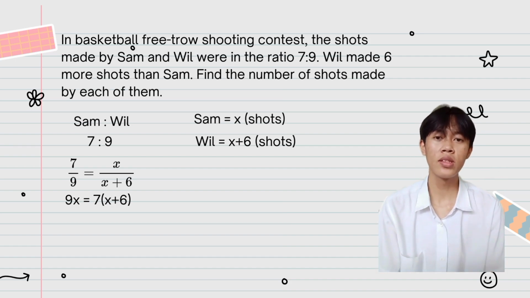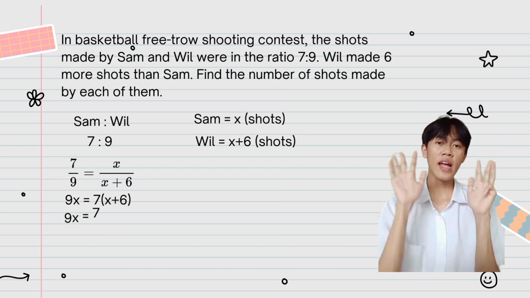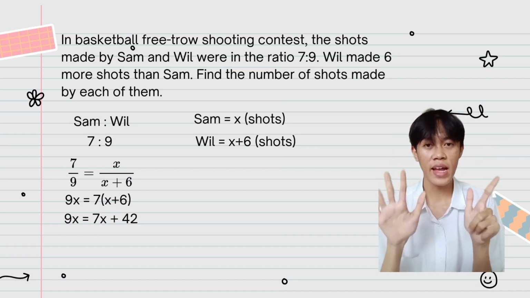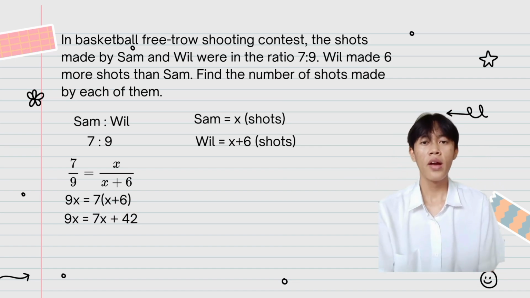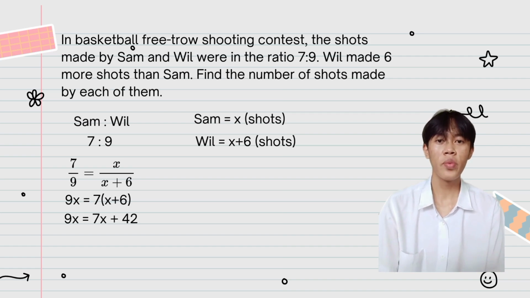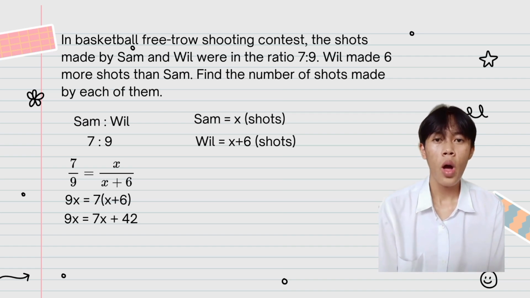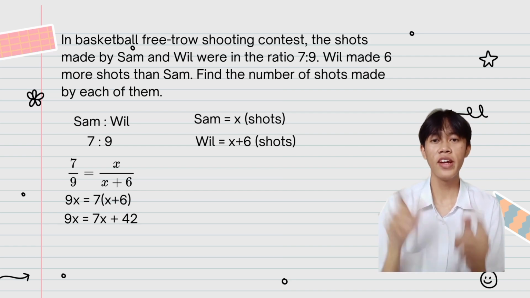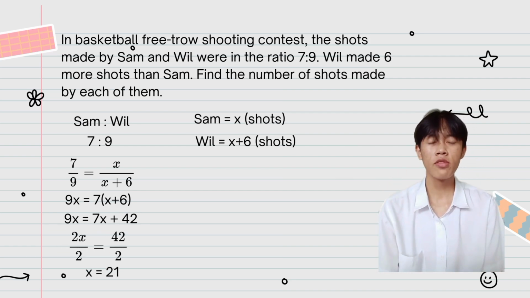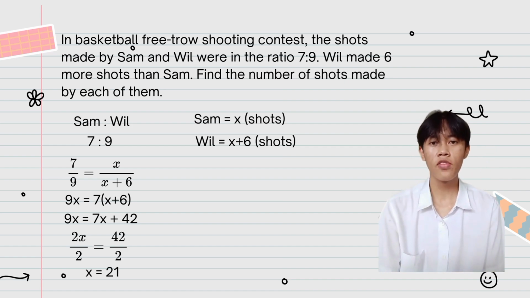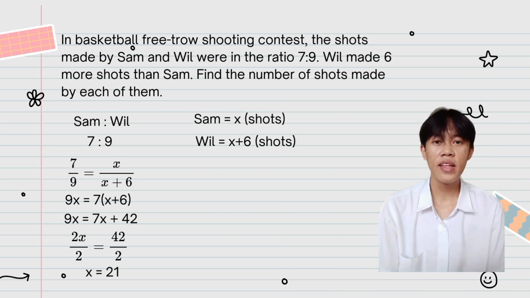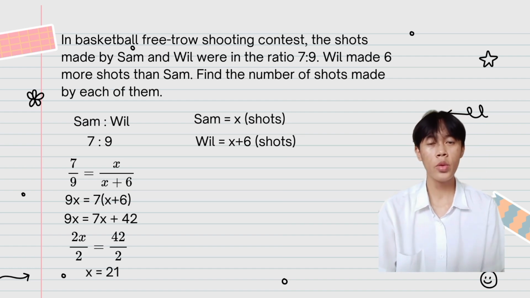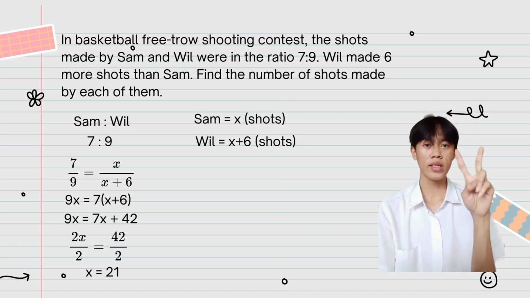So now let's work this out. This is 9x equals 7x plus 42. Remember, just make sure to multiply 7 by x and positive 6. Now we subtract 7x on both sides, and I'll write the result over here. We have 2x equals 42. Then divide both sides by 2, and we find that x equals 21.